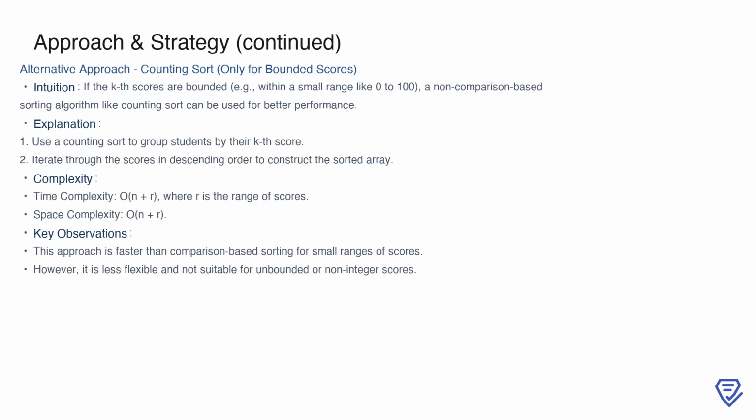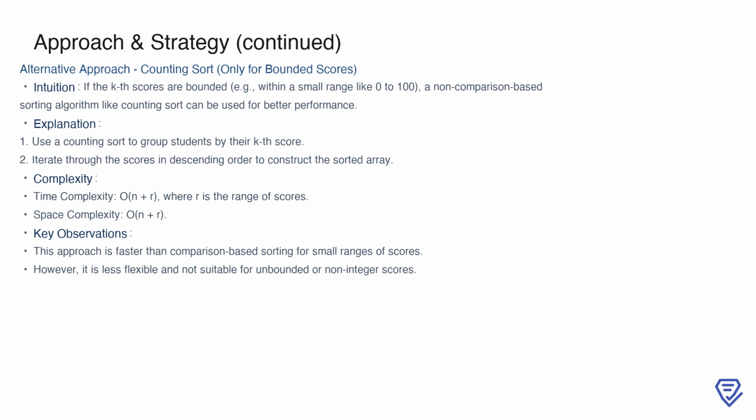For situations where the KTH scores are bounded within a small range, an alternative approach is to use counting sort, a non-comparison-based sorting algorithm. This method is particularly efficient since it groups the students based on their KTH score and then iterates through the scores in descending order to construct the final sorted array. The time complexity of this approach is O(n + r), where r is the range of possible scores, and its space complexity is also O(n + r). This makes counting sort exceptionally fast for cases with small, bounded ranges.